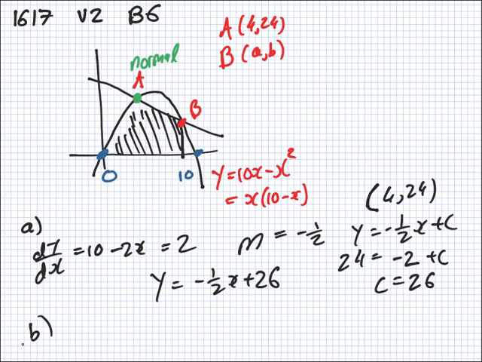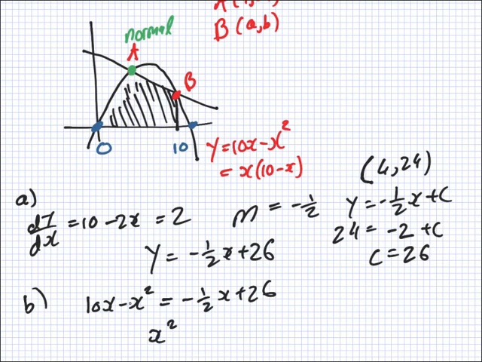The next thing they want is for you to calculate A and B. So they want you to find where the line and the quadratic meet. So we just have to make the two equations equal. The quadratic is 10x minus x squared. That equals y, which equals minus a half x plus 26. So I'll get x squared minus 21 over 2 x plus 26 equals 0. I took everything to the right.